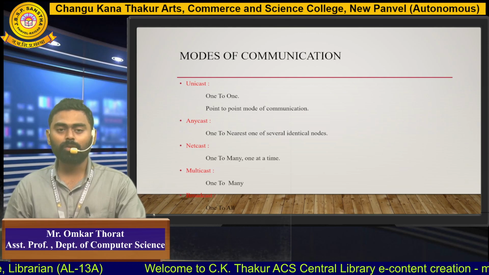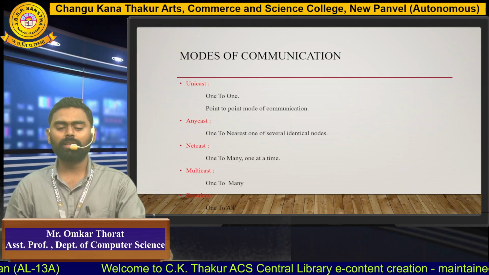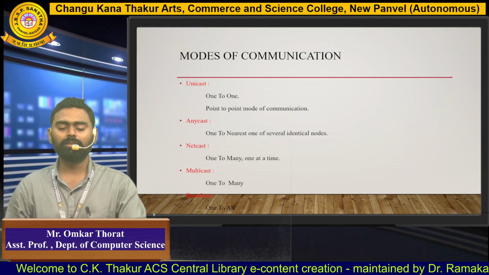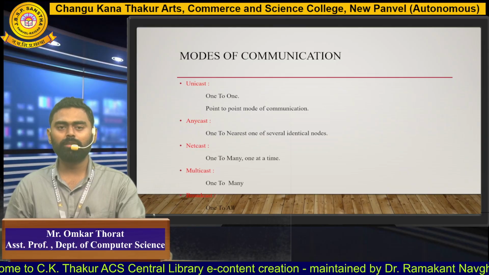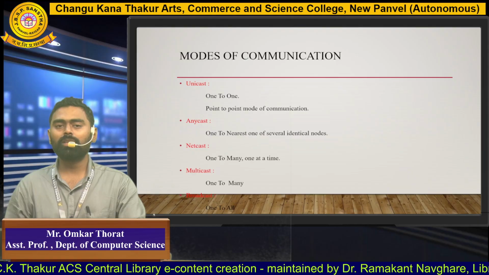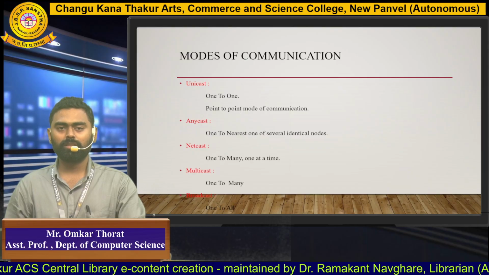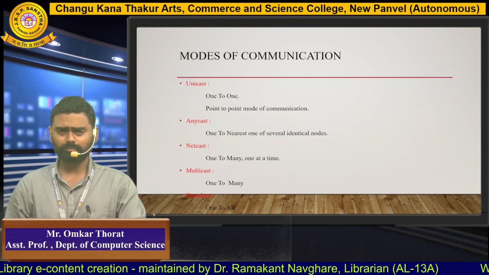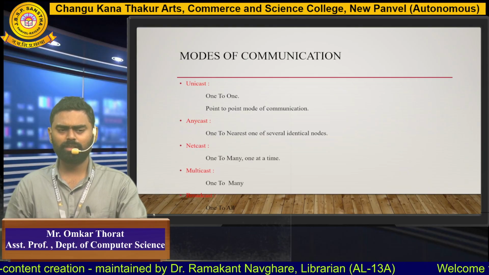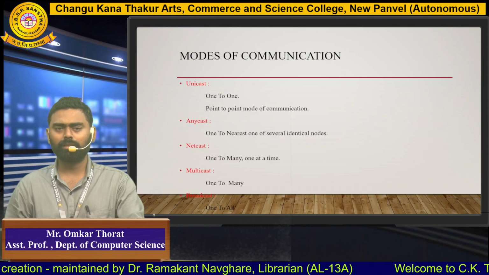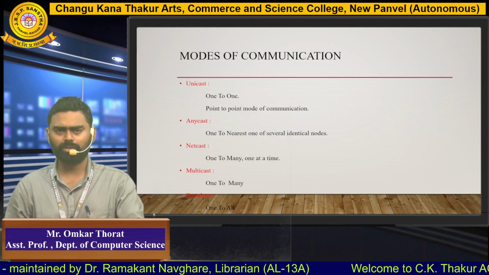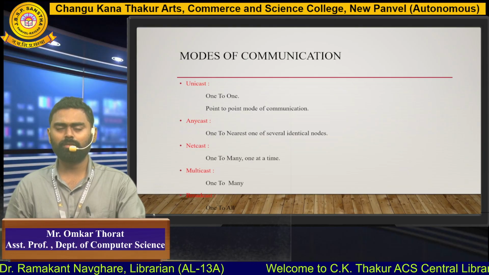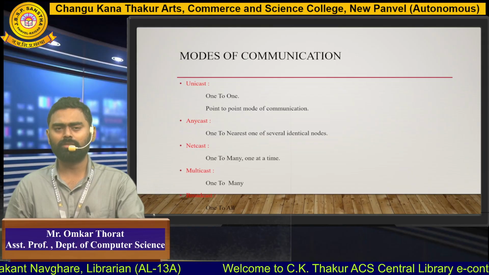Now let's understand modes of communication, how we can communicate with each other. So first one is unicast, one to one. It is nothing but a point-to-point mode of communication. One to one means one person sends a message to only one receiver. It means the sender sends a message and it will be received on the receiver side, only one-way communication. One person as a sender and on the receiver side one person will receive that message.